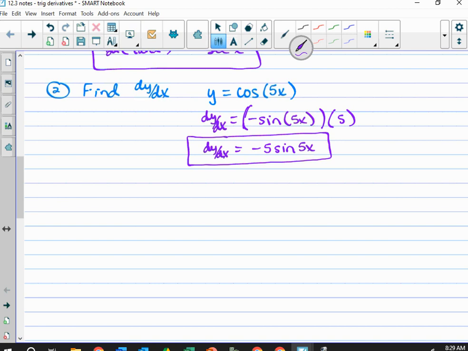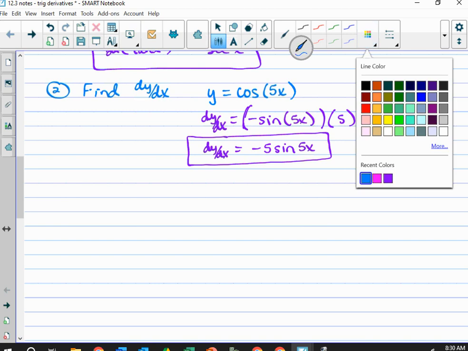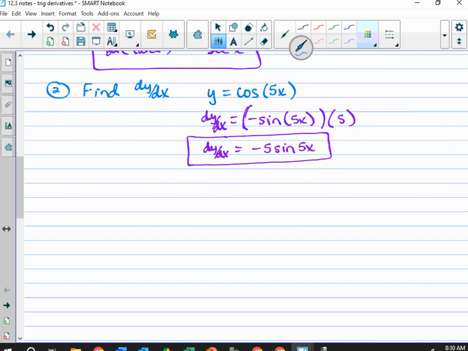Stop for a second. We okay? All right, y is equal to sine of 3x squared. You guys try this one.